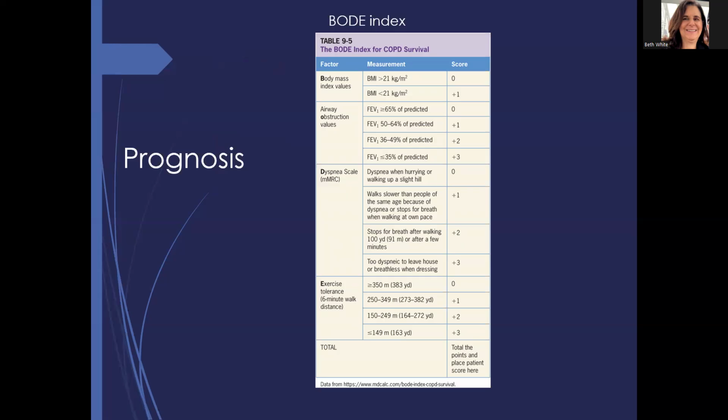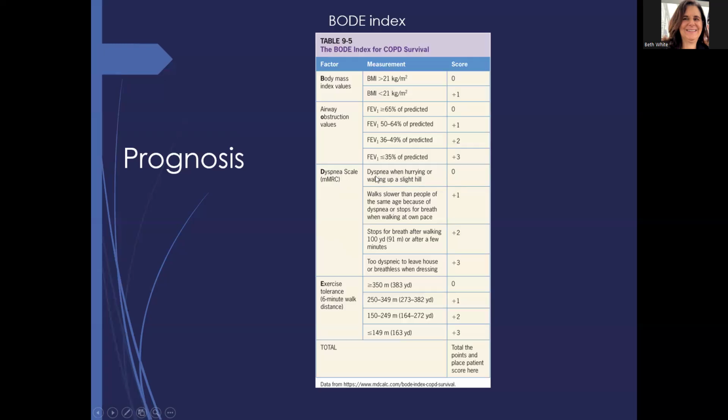And this is another index or another scoring tool. Okay, so the BODE index is used to approximate a COPD patient's 4-year survival rate. It takes into account their BMI: if it's greater than 21, a 0; less than 21, a +1. Airway obstruction, okay, this is the classification, their FEV1, their dyspnea scale, and this is all perceived.